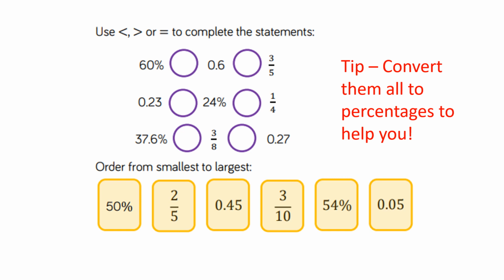And then for the second question, order them from smallest to largest. So again, if they're already percentages, you can leave them as they are. If they're not, then you need to convert them. Okay, pause it, have a go, and then let's go through the answers.